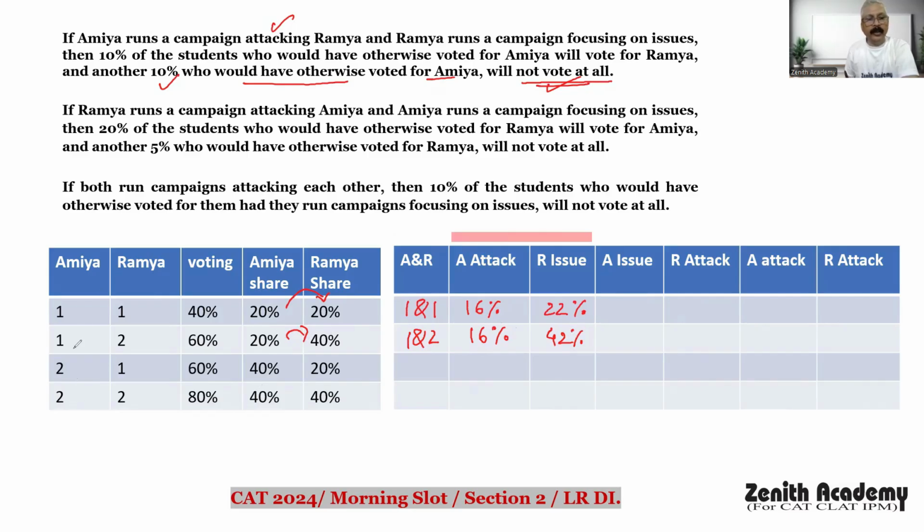In this scenario, when the Amya campaigning is level 2 and Ramya, when the voting is 60%, total is 60% and for Ramya 40, then 10% of 40 will go to Ramya. So 20 plus 4, 24. Is it okay? And 10% of this do not vote. So if the voting is 40 to Amya, then 4 votes will go to Ramya and 4 do not vote. So the total loss of Amya is 40 minus 8, which is 32.